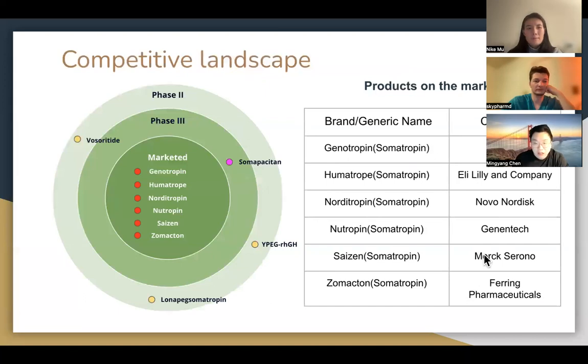And next slide. We can see the competitive landscape on the left. There is no R&D pipeline in the preclinical stage and in phase 1. There are 3 pipelines in phase 2 and 1 pipeline in phase 3. There are now 6 products approved for the treatment of Turner syndrome on the market. They are all somatropin. Genotropin is from Pfizer, and Humatrope is produced by Eli Lilly and Company. Norditropin is produced by Novo Nordisk. Nutropin is produced by Genentech. Saizen is produced by Merck Serono, and Zomacton is produced by Ferring Pharmaceuticals.